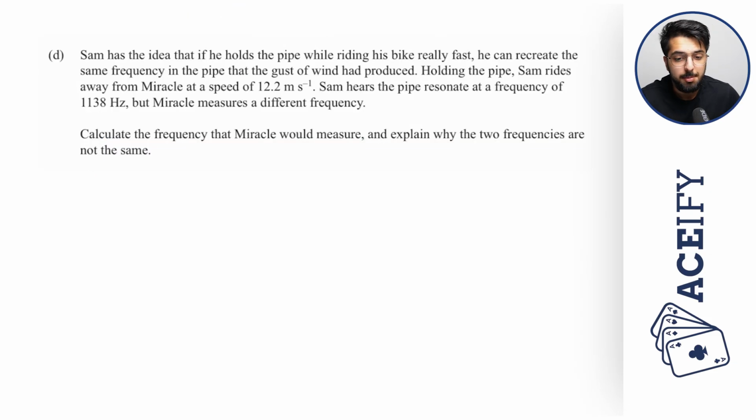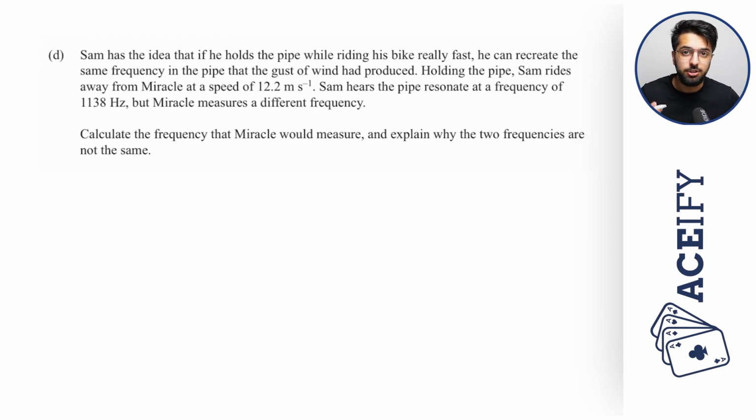Alright, there we go. Sam has the idea that if he holds the pipe while riding his bike really fast, he can recreate the same frequency in the pipe that the gust of wind had produced. Holding the pipe, Sam rides away from Miracle at a speed of 12.2 meters per second. Sam hears the pipe resonate at the frequency of 1138 Hz, but Miracle measures a different frequency. Calculate the frequency that Miracle would measure and explain why the two frequencies are not the same.